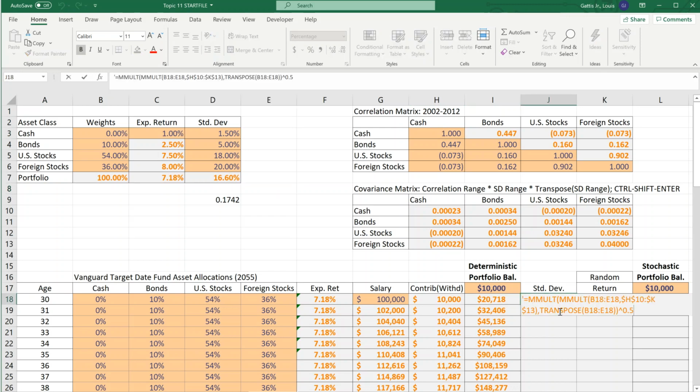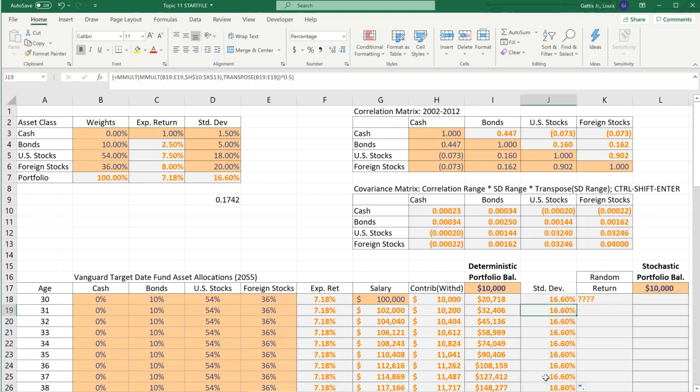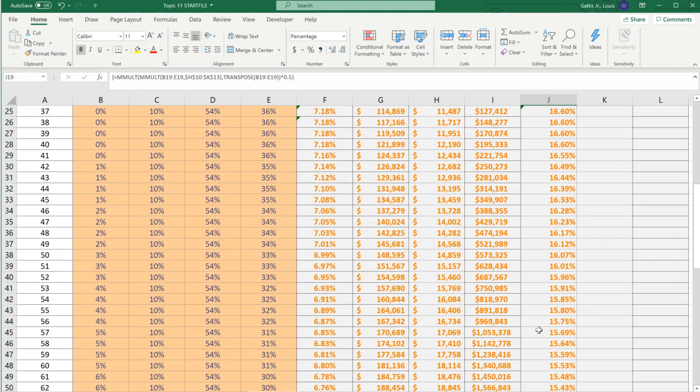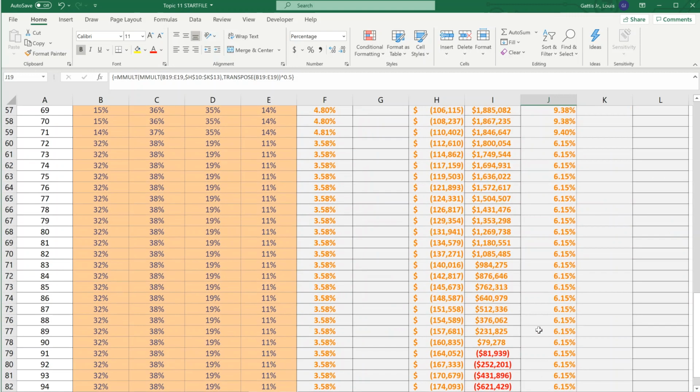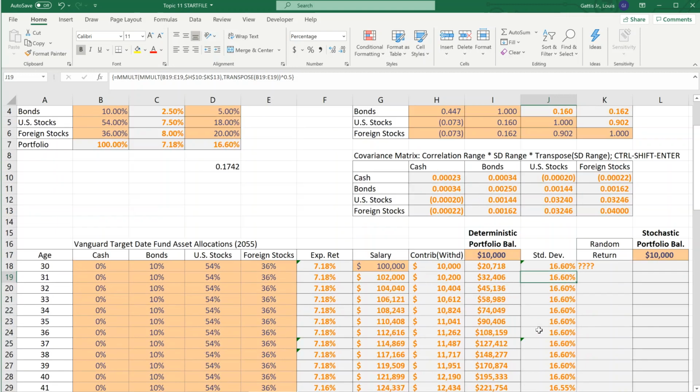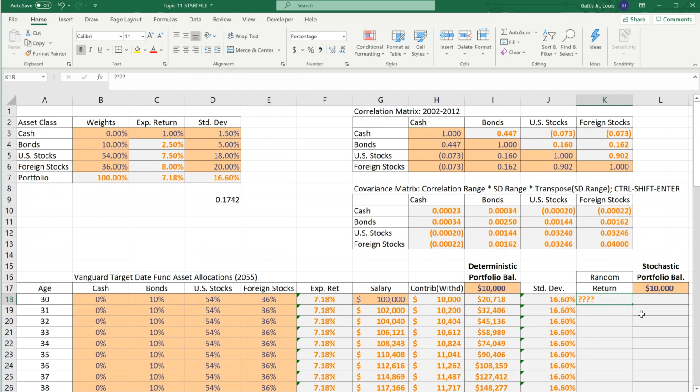And I have the formula down here in my spreadsheet now. This is the exact spreadsheet we did in the last section, calculating the deterministic portfolio balance. I'm going to take away that single quote, Control Shift Enter, and there's my 16.6. I'm going to copy that formula down so you can see my portfolio is getting safer over time as I get out of the risky assets of stocks. And now I'm going to do another formula here. The expected return at age 30 is 7.18%.